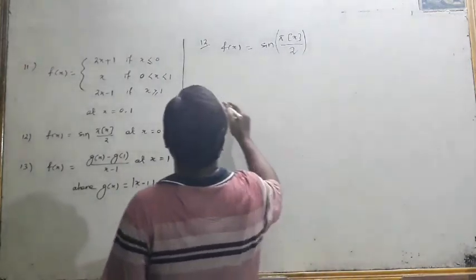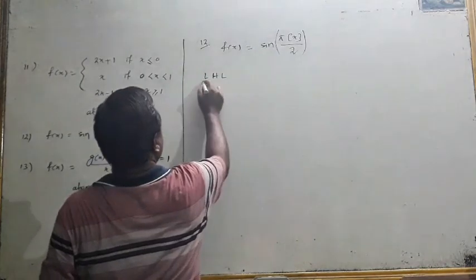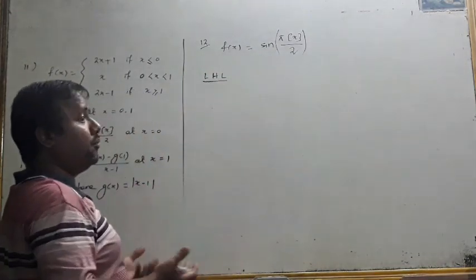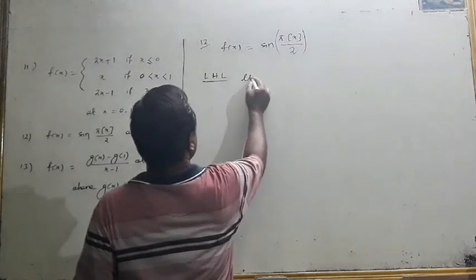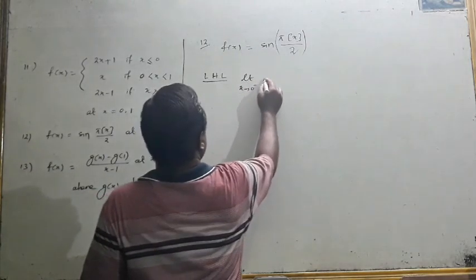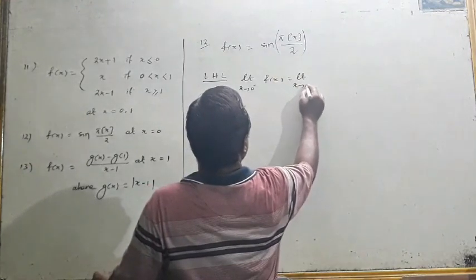Now, you have to test continuity at x is equal to 1. Left hand limit. Left hand limit of which point? At x is equal to 0. Naturally, left hand limit x tends to 0 minus of f(x) is equal to limit x tends to 0 minus.